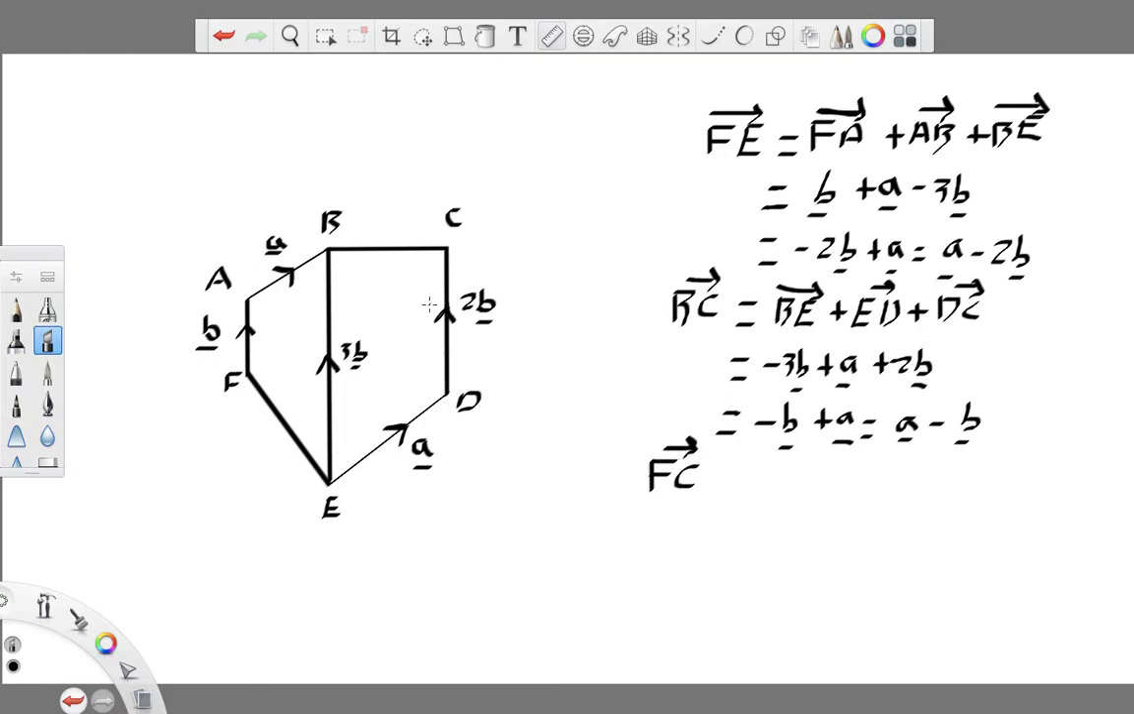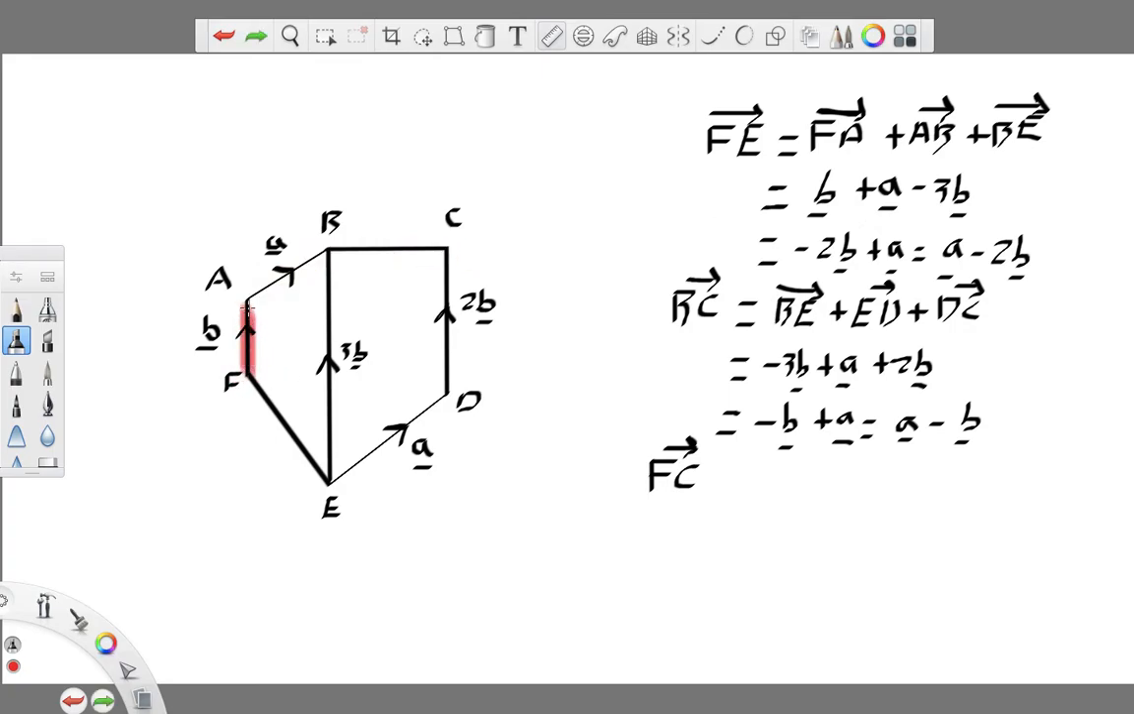Then we've got the question F to C. So F to C. So we have a look. F to C, well that's this route here. The problem we've got is we've got vectors that define F to A, A to B, but we haven't got one for B to C, so we're going to have to find an alternative route. How can we do that?